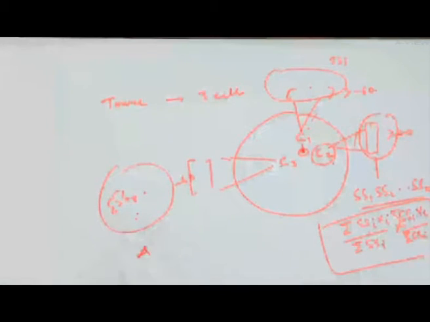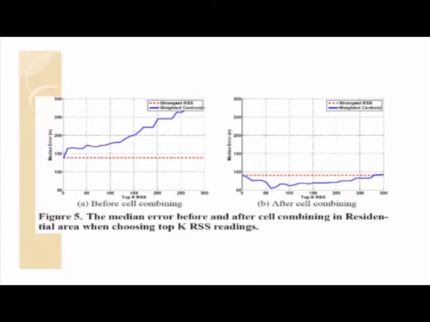See this. So before cell combining, the x-axis is top k RSS. I take the top k RSS and try to work on weighted centroid and strongest RSS. What does top k RSS mean? I am basically taking the top k signals. Beyond that I am thinking all the signals are deteriorated a lot, so don't take them. So on this x-axis, top k I first took 5, then 10, 15, etc.